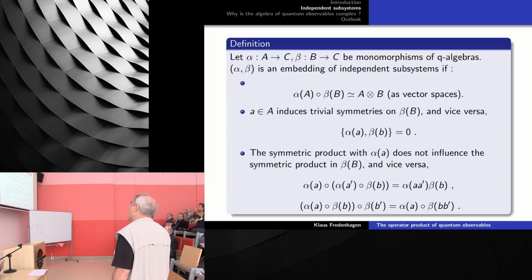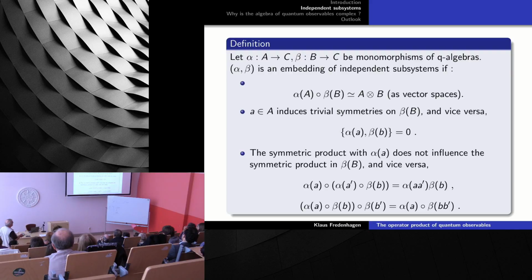So I use the following conditions. First of all, there should be no new linear relations between these observables. So we embed the observables of the system A and the observables of the system B. We compose them by the commutative product. And this is now a linear subspace of C. The requirement is that there are no new linear relations, which means mathematically that this is isomorphic as a vector space to the vector space tensor product of these two vector spaces.